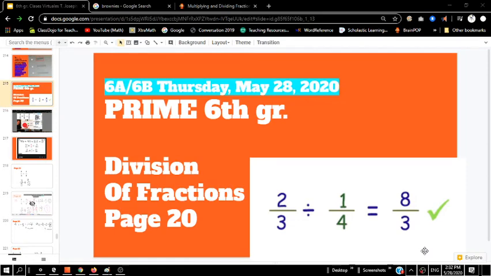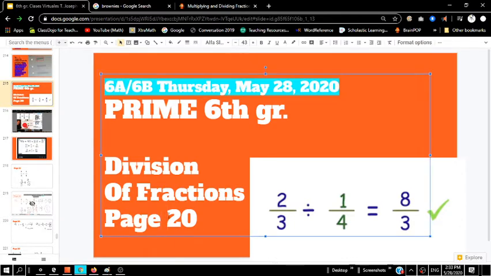Today we're going to continue with the topic of division of fractions. Now remember, before you can divide fractions, you need to understand how to multiply them. We're going to be working on both page 19 and 20 today inside of our Prime book. So you will need both of those pages in Prime. And to start out, we're going to just watch a video.